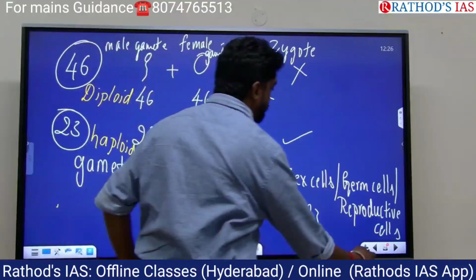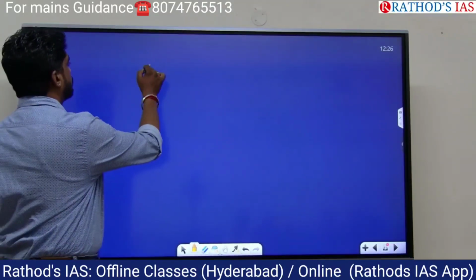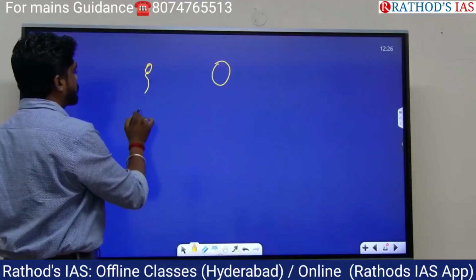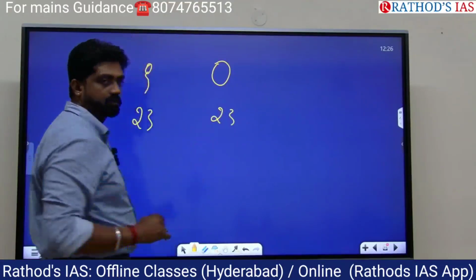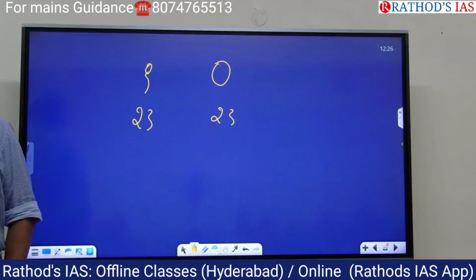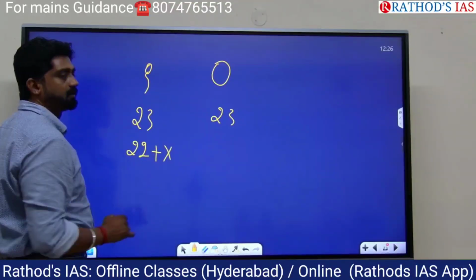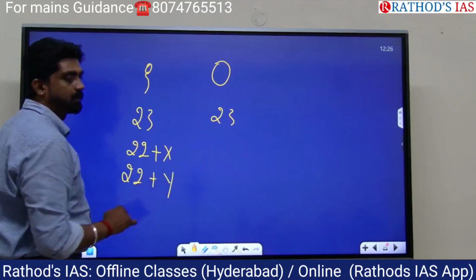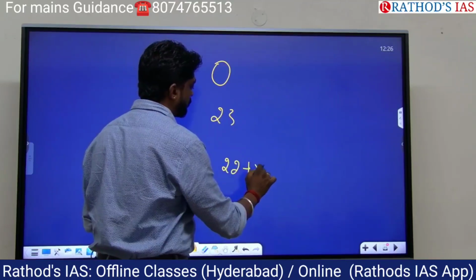So that means the gamete has how many chromosomes? Which is a gamete? Sperm is a gamete, egg is a gamete, and a gamete has 23 chromosomes, sperm and egg also. Clear? And in this 23, it may be 22 plus X from father, or it may be 22 plus Y from father only. But the egg's 23 will be the same, 22 plus X only.